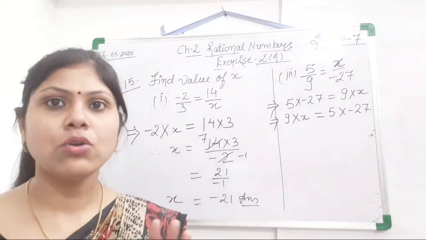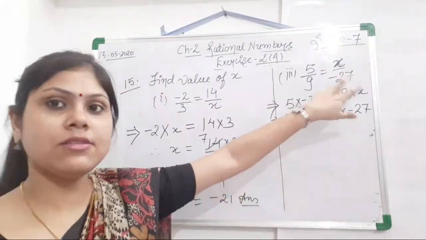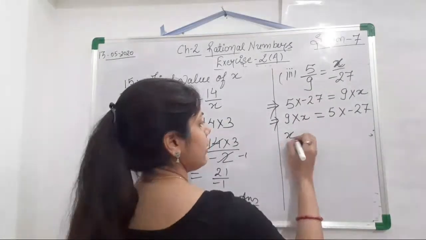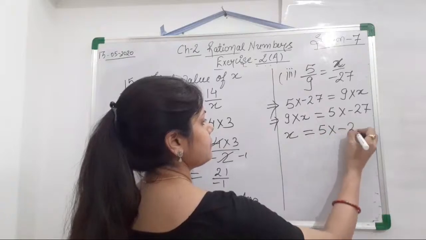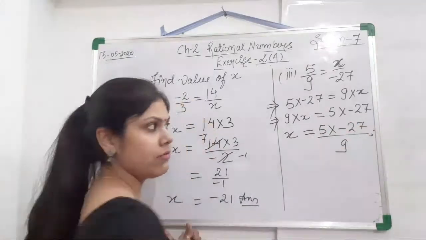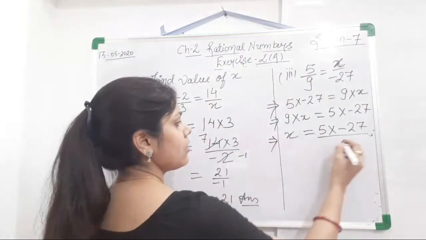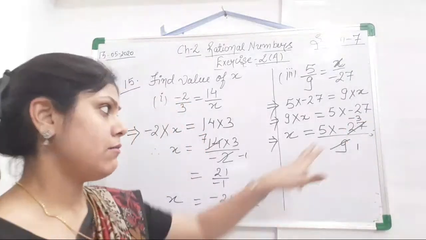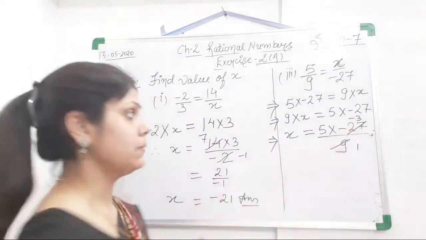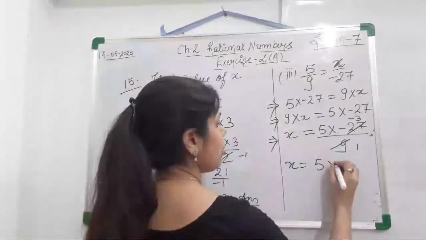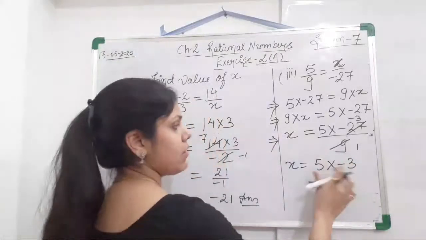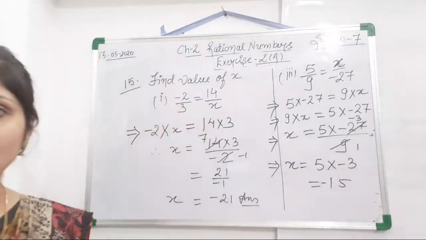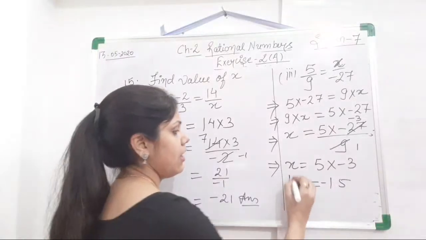Is there any difference? No, not at all. You can write this is equal to this, or this is equal to this. Now this 9 will go in the denominator. 9 ones are 9, 9 threes are 27, minus 3 because this is a negative number. Now x is equal to what you got? 5 into minus 3, that means minus 15 will be the value of x. This you got as the answer.